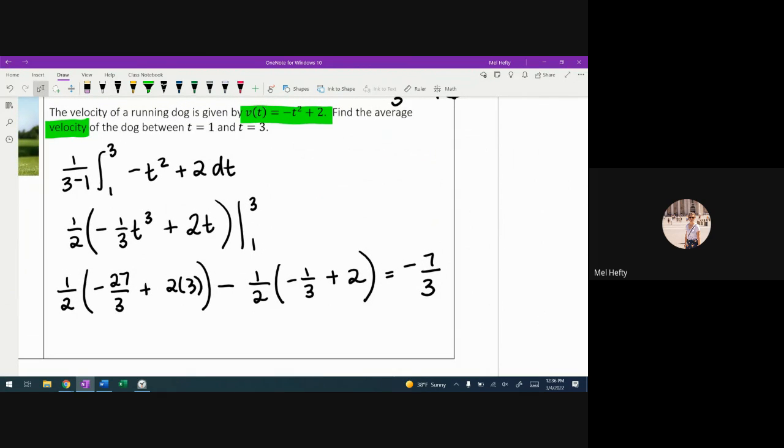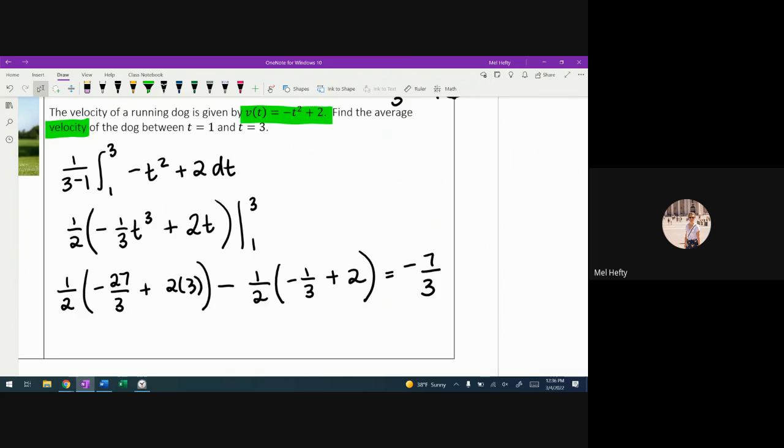What does that mean in general if we get an average velocity of negative 7/3? Whatever this dog is doing, it's running backwards most of the time. Did it have to be running backwards the whole time? Yeah, on average, it's running backwards. Yeah, good. Nice. Running backwards more than it was running forwards.